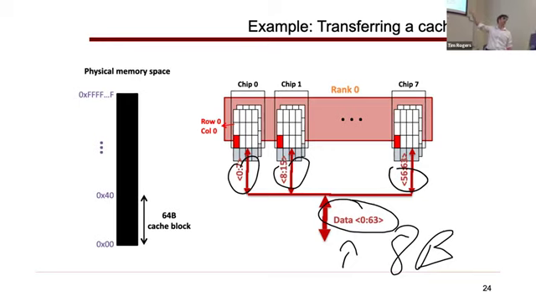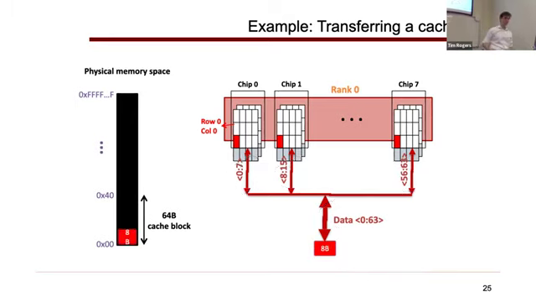Because they're all in the same rank. Okay, I'm accessing with the same address. I'm telling them all to go to the same row, telling them all to go to the same column, but they store logically different data. They have logically different parts of the cache line inside of them. But that only gives me 8 bytes. Okay, so that gives me the first 8 bytes of my cache block, coming from each of these chips.